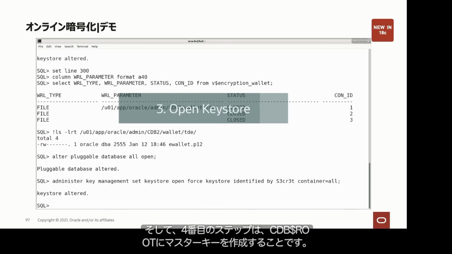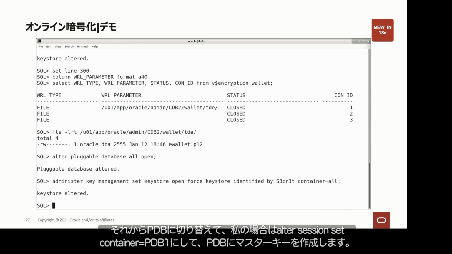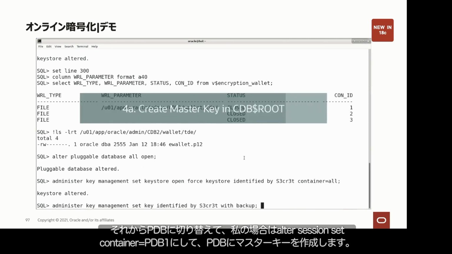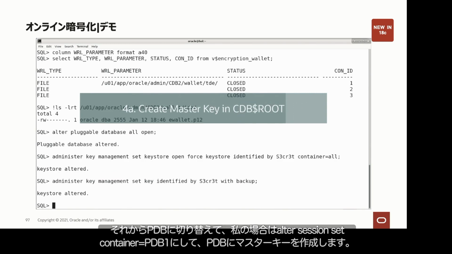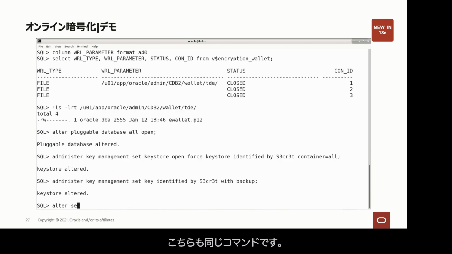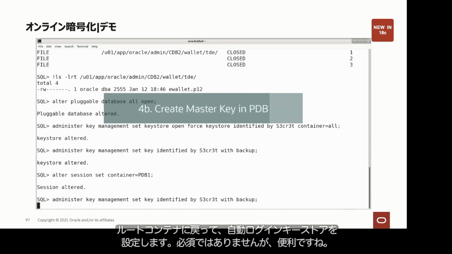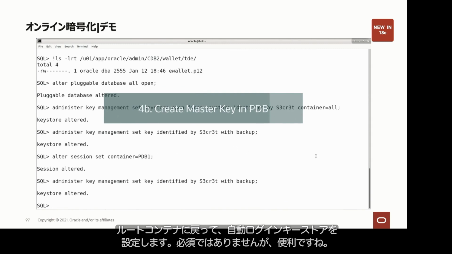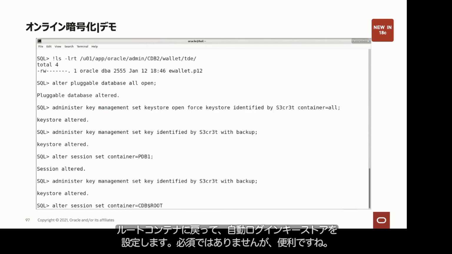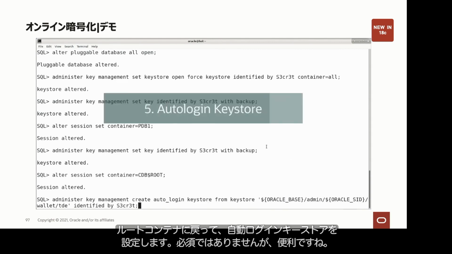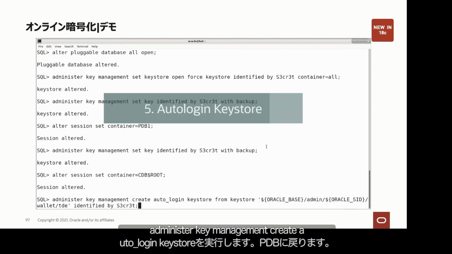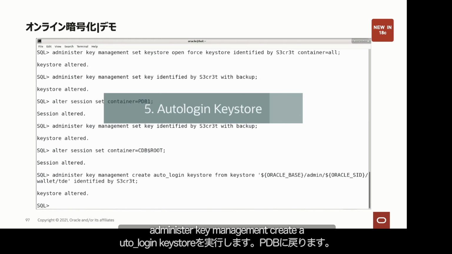And the fourth step is now creating a master key at first in the CDB root. And then I switch to the PDB. So I alter session set container equals PDB1 in my case. And I create the master key in the PDB. Same command here. Going back to the root container, what I want is the key store auto login ideally. Not everybody wants that, but it makes our life easier here. So administer key management, create auto login key store, go back to the PDB.